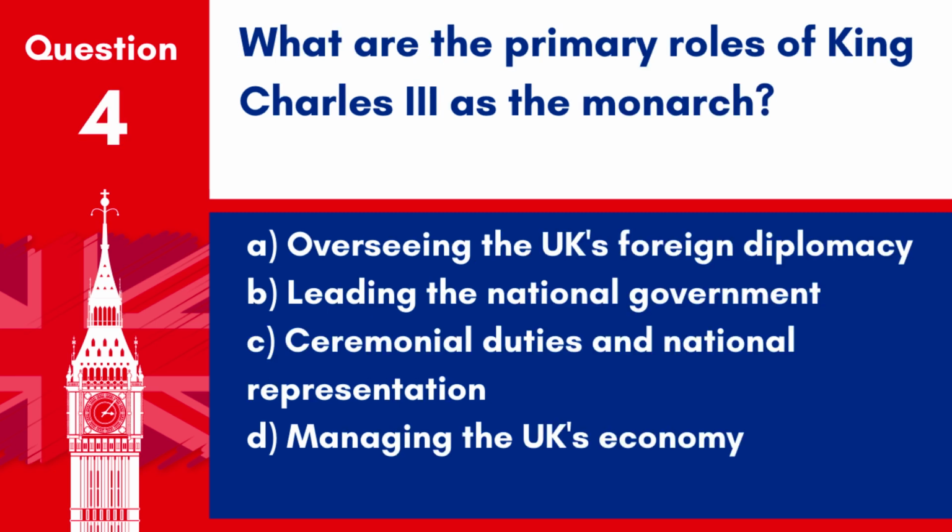Question 4. What are the primary roles of King Charles III as the monarch? A. Overseeing the UK's foreign diplomacy. B. Leading the national government. C. Ceremonial duties and national representation. D. Managing the UK's economy. Answer: C. Ceremonial duties and national representation. The primary roles of King Charles III as the monarch involve ceremonial duties and representing the nation, particularly during significant national and international events.